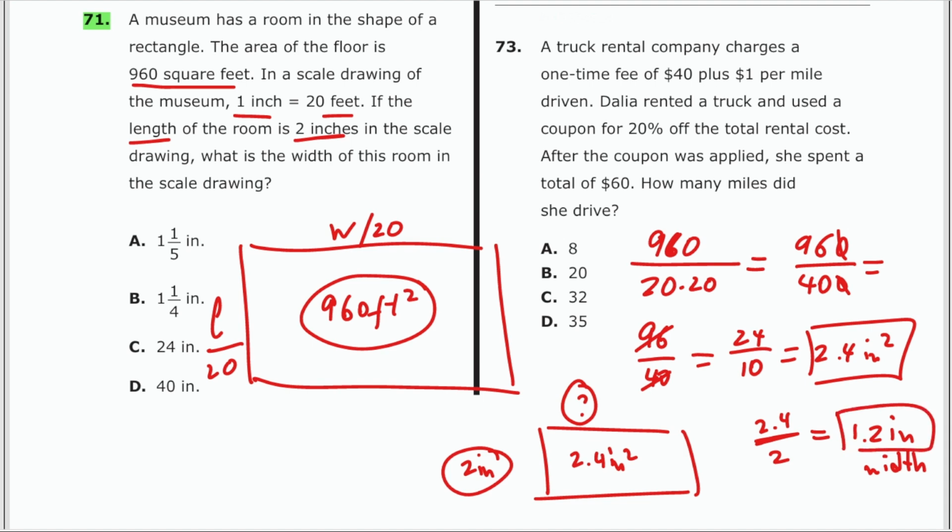That is my answer. Now the question is, which of the multiple choices will match that? 24 inches, 40 inches is too much. It's obviously between A and B. The A is 1 and 1/5, which is 1.2, which matches our answer. The answer is A. That's it.